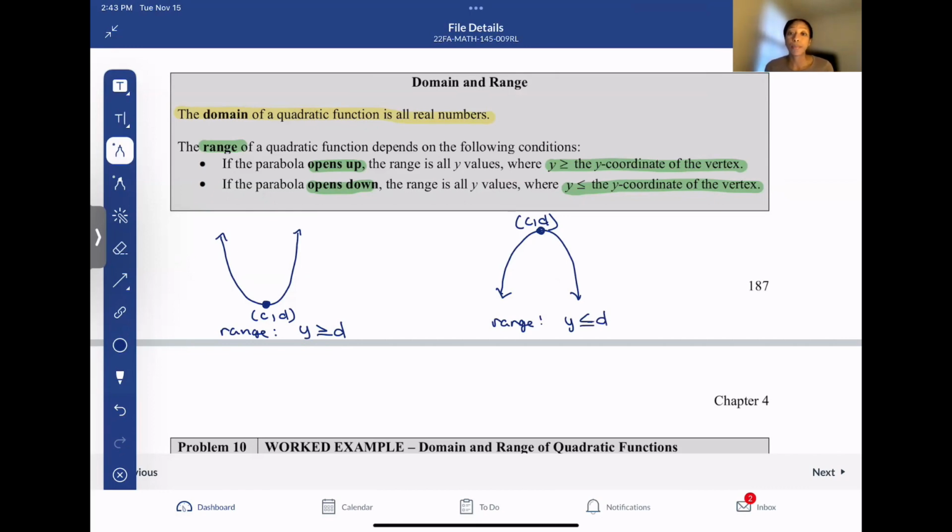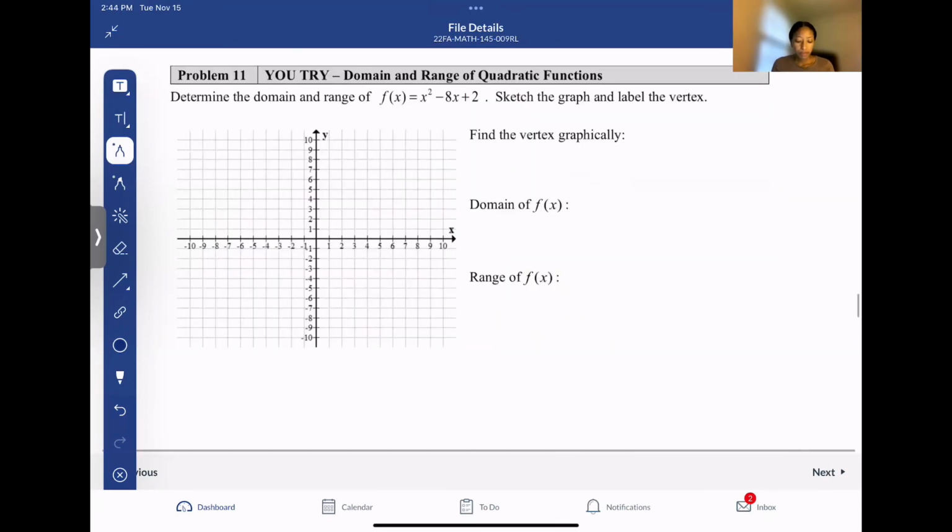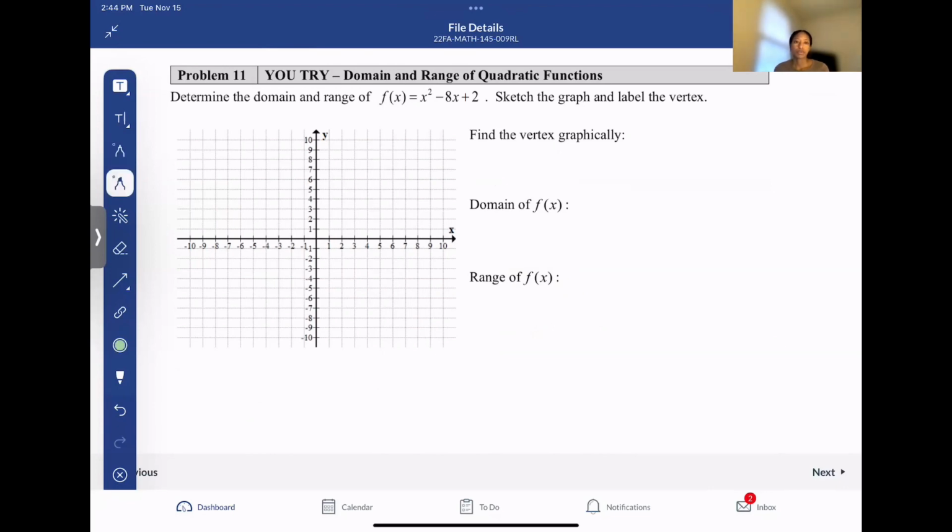All right, and then the domain of a quadratic function is all real numbers every single time. For these problems, we're asked to determine the domain and range of f of x, sketch the graph, and label the vertex. We're asked to find the vertex graphically. We just did a problem like that where we practiced finding it on a graphing calculator. So I'll just do this one algebraically again, and then we'll find the domain and range. Actually, let's just do the domain now because it's so easy.